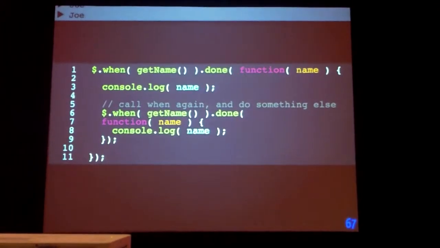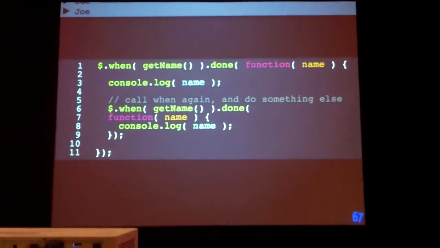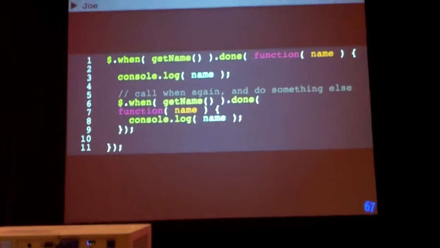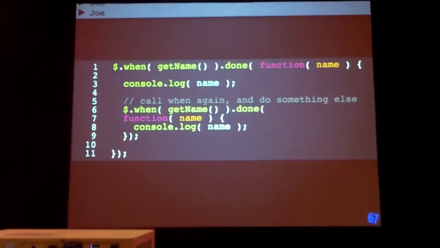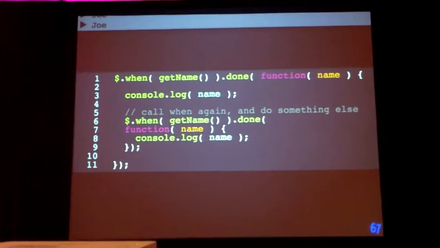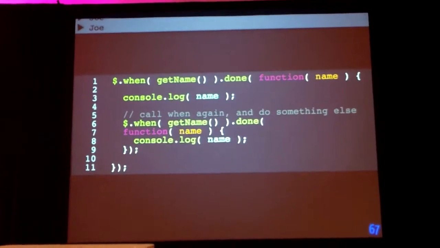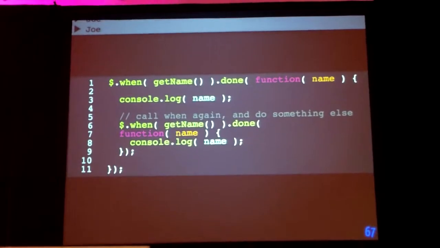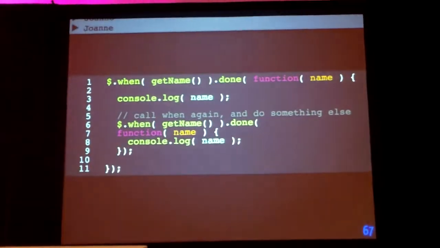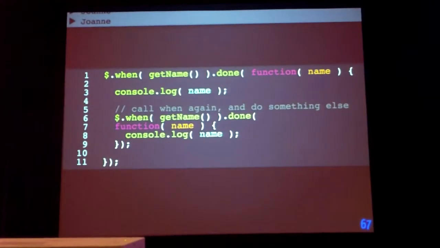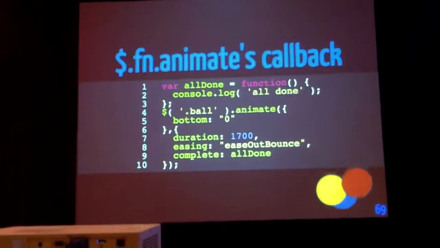So I say when get name, and then I use my regular done function stuff that we've been doing this whole time. I don't have to know that that's cached. I have no knowledge of that in this code. Yet I get the same name twice from a randomly generated function. And that should happen twice if I do it again. So that's pretty nifty. But that's not it.